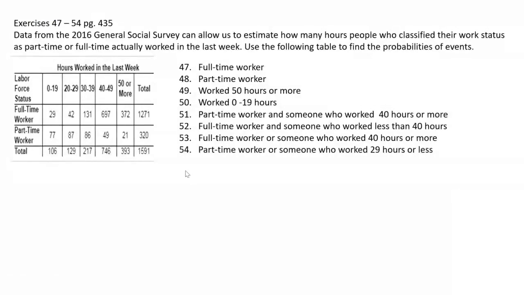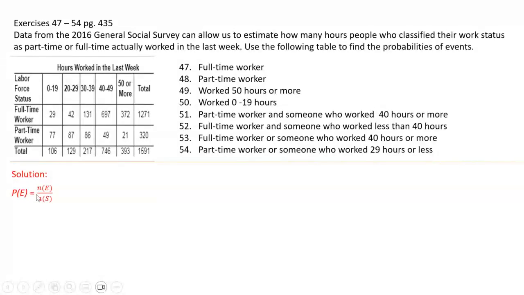Okay, now, this is from number 47. I believe, guys, these are from the older edition. They are in the book, but the numbers might be a little bit different, since this is from the previous edition. It says here, data from the 2016 General Social Survey can allow us to estimate how many hours people who classify their work status as part-time or full-time actually worked in the last week. Use the following table to find the probabilities of the events.